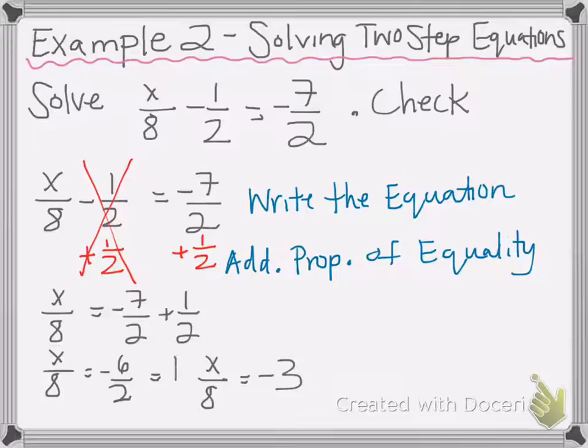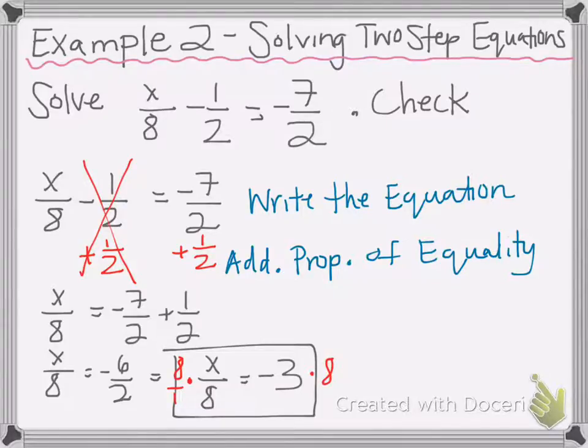Am I done here, class? Am I done here? No, I'm not. I can go further. So what I'm going to do is I want to get rid of that 8 right there. Do you see? It's bothering my x. So I'm going to multiply by 8. Whatever I do to that side, I need to do to the other. Multiply by 8. Are you tracking with me?